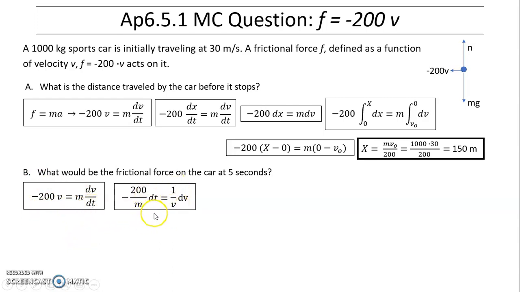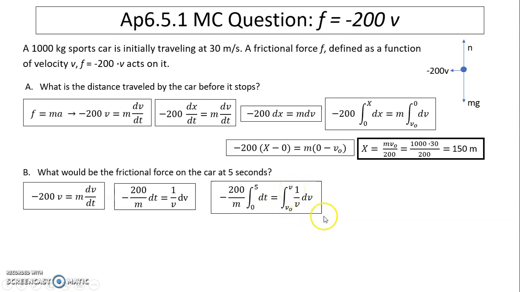In order to integrate it, we have to combine V and dV. Then the rest is just dt. This m is constant, so all this can come out. Do the integration. Time is from 0 to 5 seconds, and V is from 30 meters per second to a specific value, V. That's the V we have to find out.